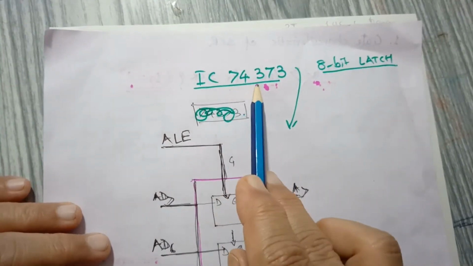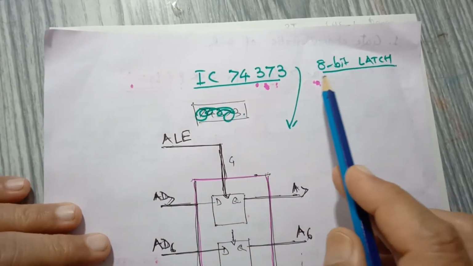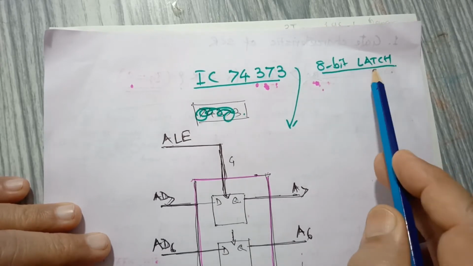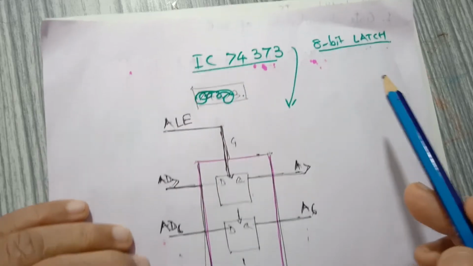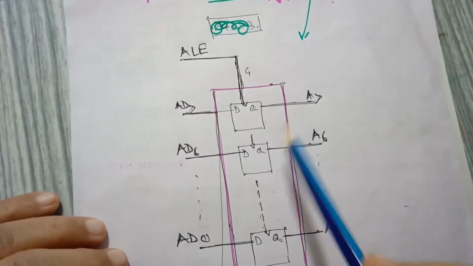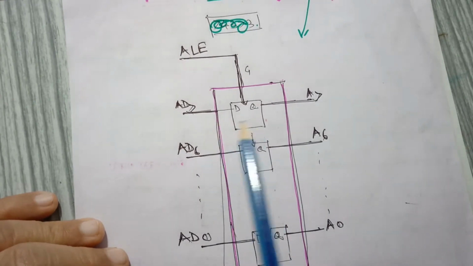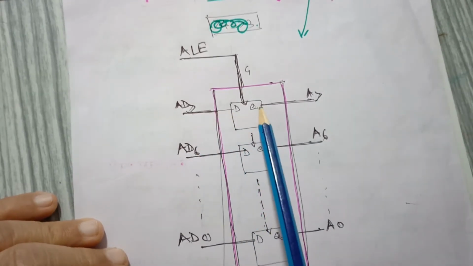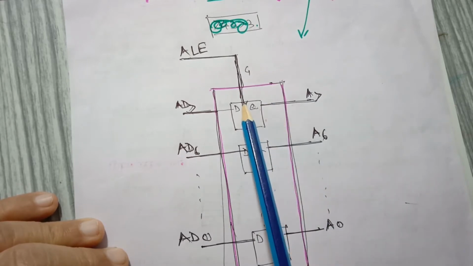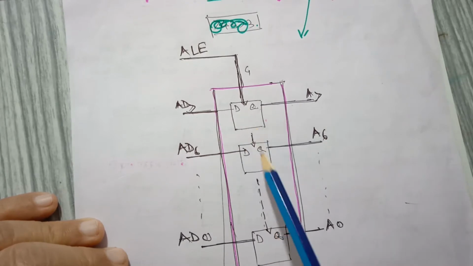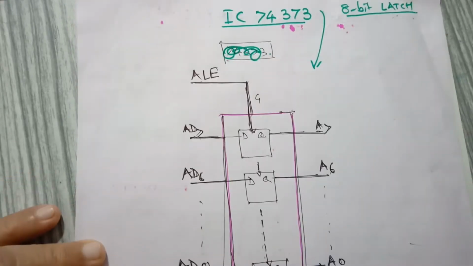So actually this latch is 74373. It is an 8-bit latch. Latch means to hold. Okay, so it has 8 D type flip-flops. You know flip-flops, it has a D input, Q output. I am showing only input and output here, and it has a clock input also to trigger the flip-flop. So we have such 8 D type flip-flops.